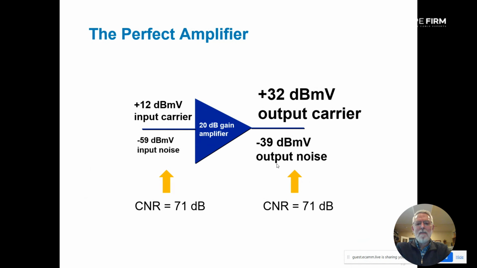Pretend the amplifier has 20 dB of gain, so probably not unusual for an older line extender type. And of course, if the amplifier has 20 dB of gain, that means the input RF signal level, which is 12 dBmV, will be amplified by 20 dB. So at the output, we'll have 32 dBmV. That's pretty straightforward. The noise going in is minus 59 dBmV. We boost that up by 20 dB, and we got minus 39 dBmV at the output. Then you look at the CNR at the input and the output. It's the difference between the carrier level and the noise level. So we got a 71 dB CNR at the input and a 71 dB CNR at the output.